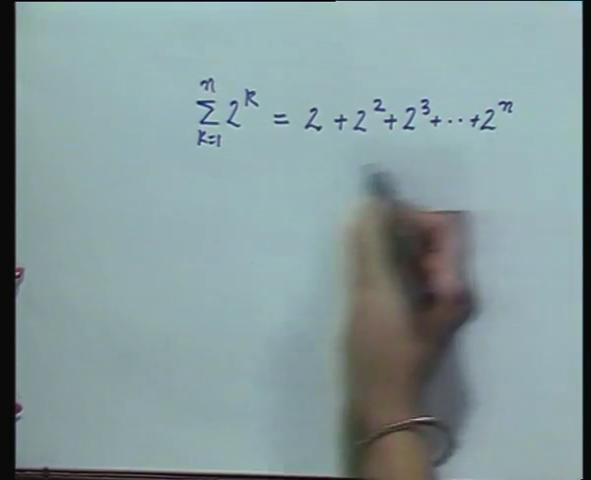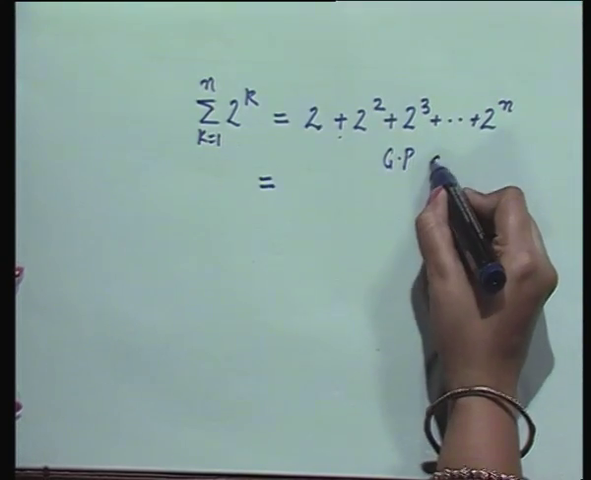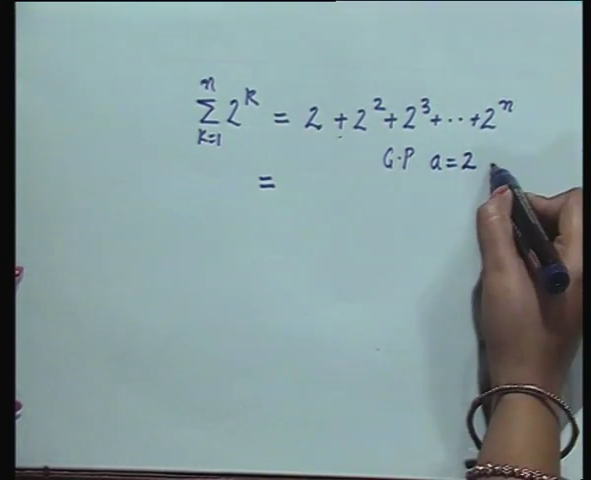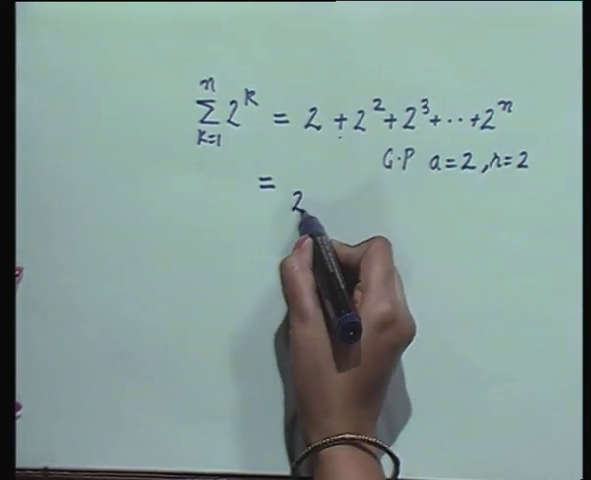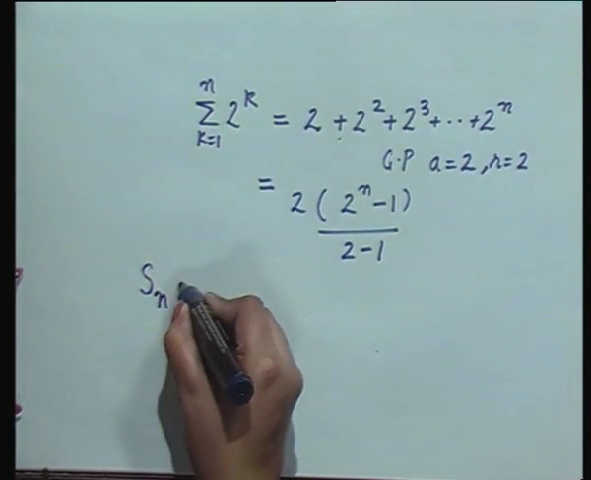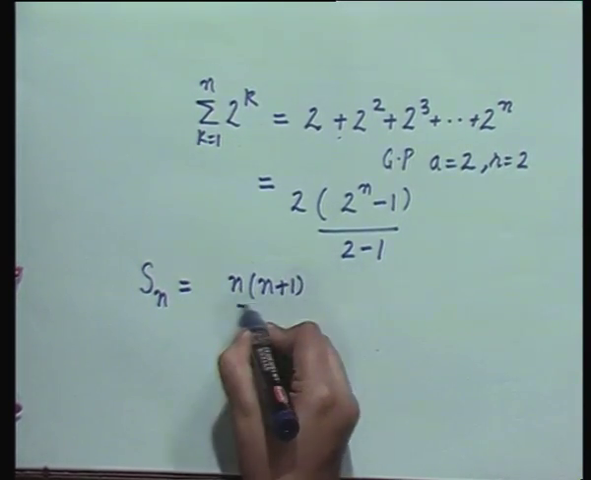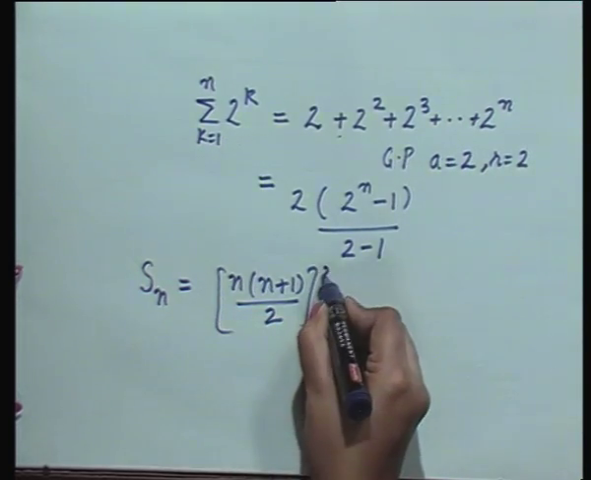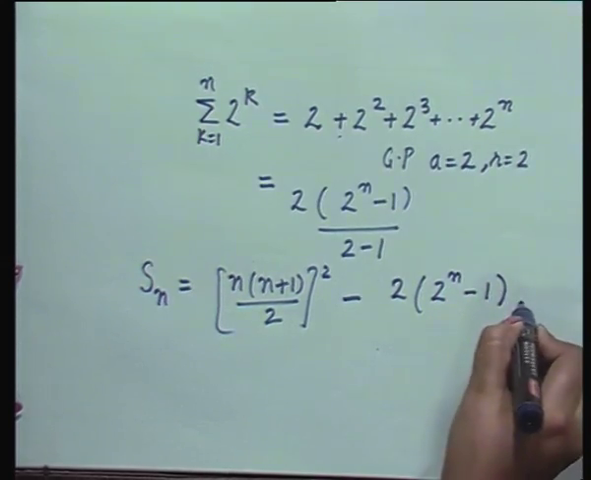And this I am sure you will be able to relate to as a geometric progression, right? Yes, ma'am. With a as 2, and r as 2. And n terms there, therefore it will have the sum as 2 into 2 to the power n minus 1 by 2 minus 1. And so the sum of our series will be equal to, we had calculated the first term as n into n plus 1 by 2 whole square, minus twice of 2 to the power n minus 1. That is what the sum looks like.